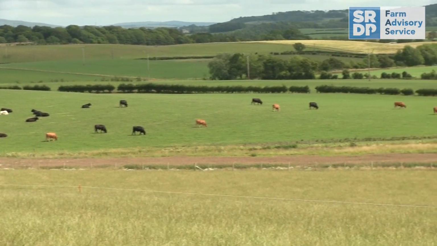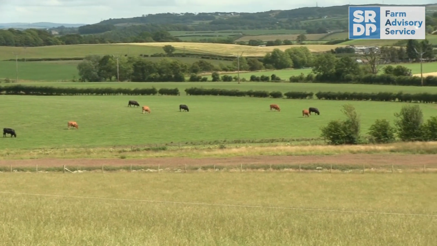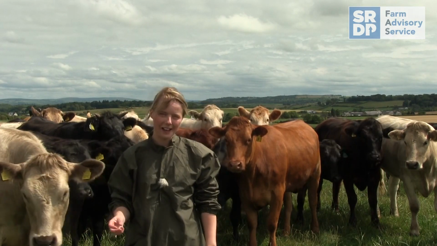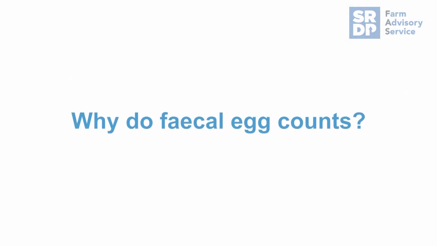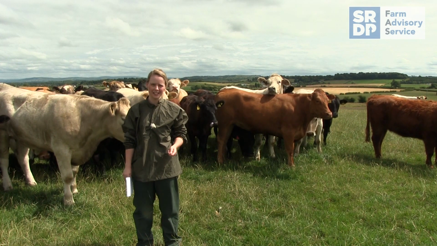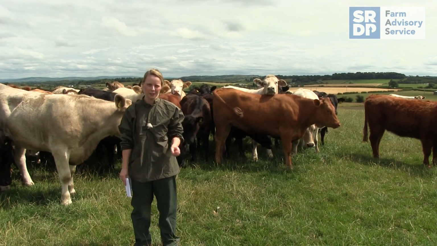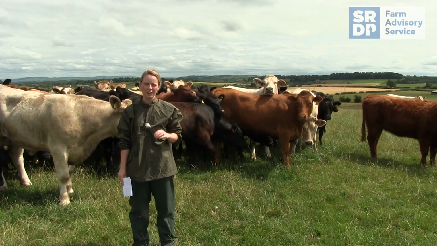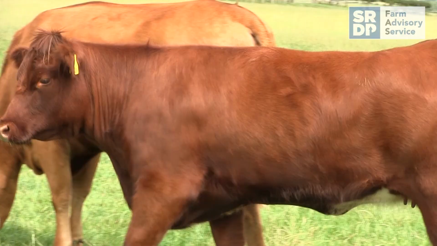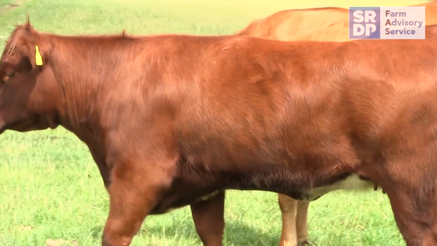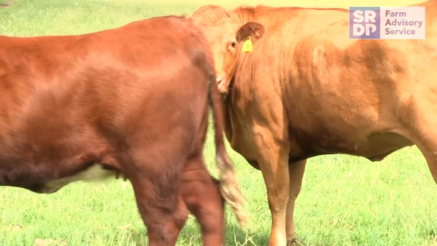Some worm burdens will have no clinical signs, so it's important to know what's going on in your cattle. A build-up of parasites in the summertime on the pasture can overwinter and infect cattle grazing the next spring. The eggs of gastrointestinal and other types of parasites can be found in the faeces. Therefore, by measuring the amount of eggs in the faeces, we can measure the amount of parasite inside the animal. In the case of lungworm, it's the larvae that we measure or count instead of the eggs.